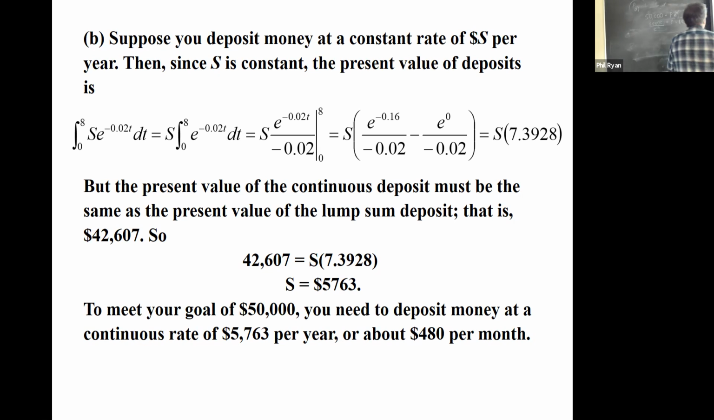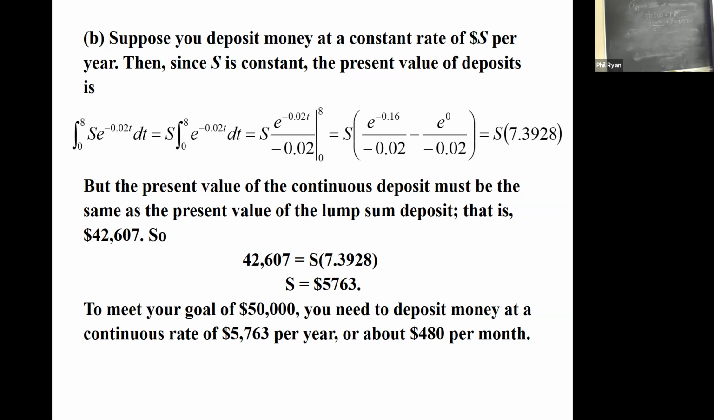Okay, so let's figure out how much it is if we try and put it in a constant rate. So S is going to be some amount of dollars per year. Okay, so this is what an income stream is worth, right? If I put away S dollars per year, and I do that for 8 years, and I bring it back to the present value, this is how much it's presently worth. So I just go ahead and do the computation, right?